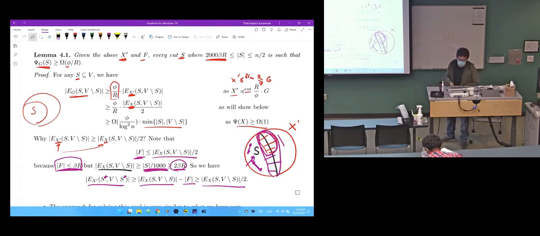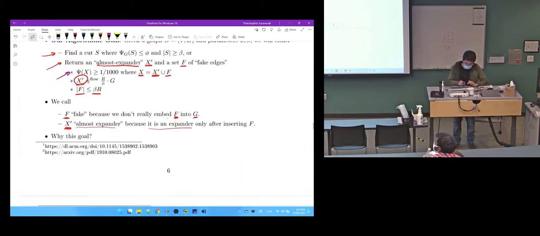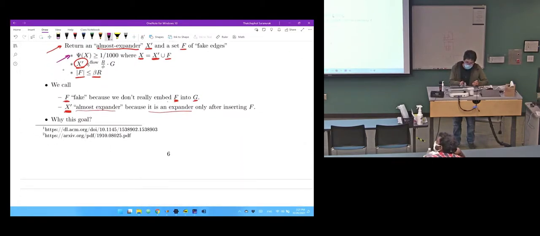Because there are few fake edges, if S is big enough, then it's still going to be expanding. So now you can see that for any cut which is balanced enough, the expansion in the graph must be quite big too, if you successfully embed an almost expander with a small number of fake edges into the graph.